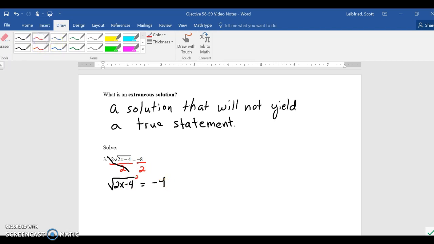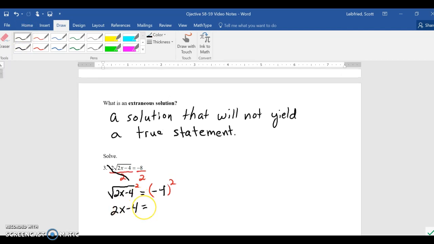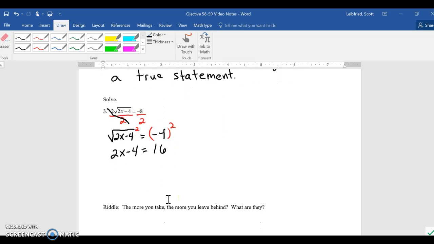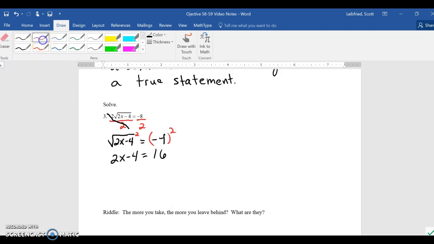Now we square both sides. Next step, we eliminate the radical. On this side, negative 4 times negative 4 is positive 16. Now we solve. Add 4. Divide by 2. We get x equals 10.